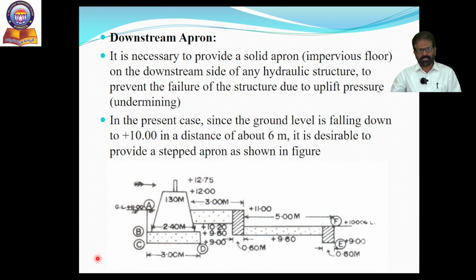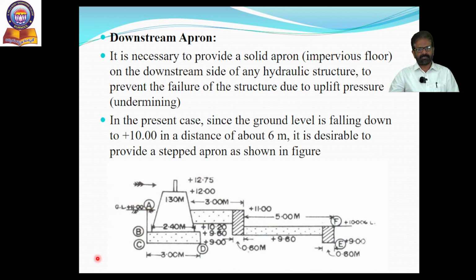Now coming to the downstream apron, this is most important and also necessary. It is necessary to provide a solid apron, that is an impervious floor, on the downstream side of any hydraulic structure to prevent failure of the structure due to uplift pressure, that is called undermining. Failures of hydraulic structures include piping failure, uplift pressure failure, like that. This is a major cause of failure of the structure. That's why against this failure, we need to provide the solid apron as a protective measure.